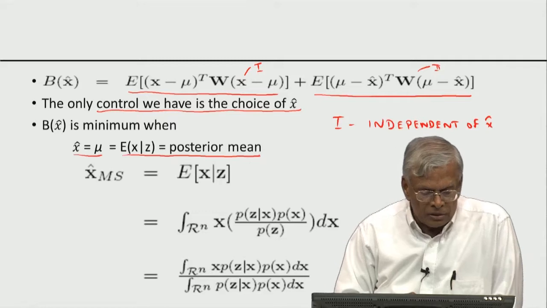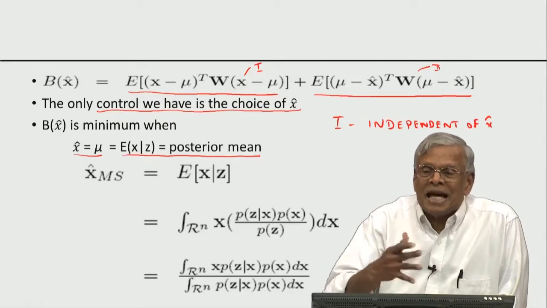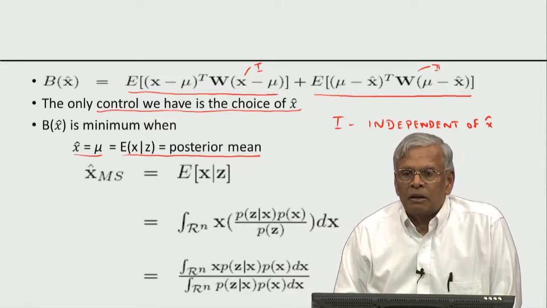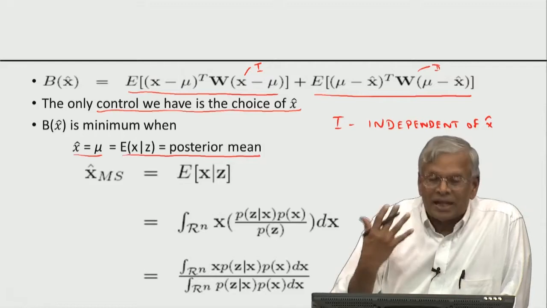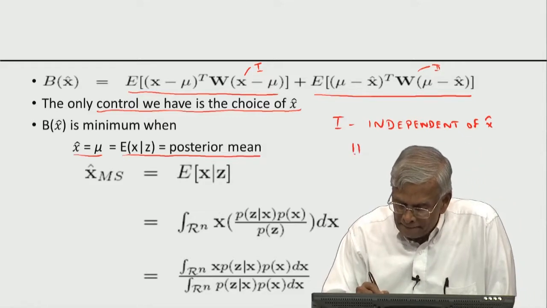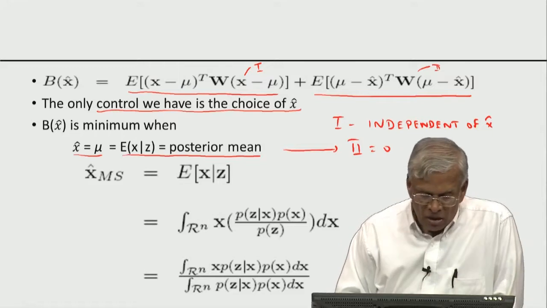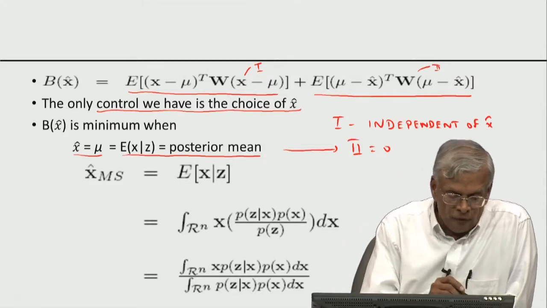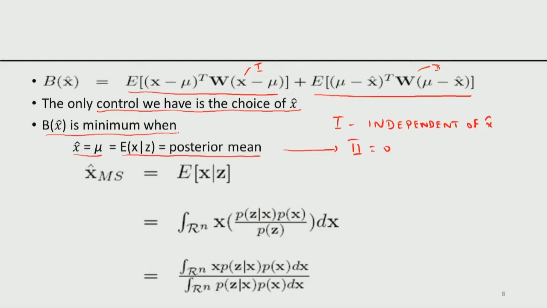it is something that is done after the observations are given. That is posterior. Therefore, it is called conditional mean, if you want to call it conditional mean. So if I choose this, the second term is 0, and I can't change the first term. Therefore, b of x hat is minimum when x hat is equal to mu. So what is the optimum estimate? The optimum estimate x hat is mu. What is mu? Mu is the conditional expectation. So conditional expectation is an optimal estimate within the Bayesian framework.